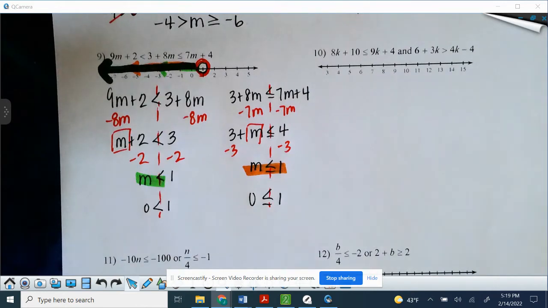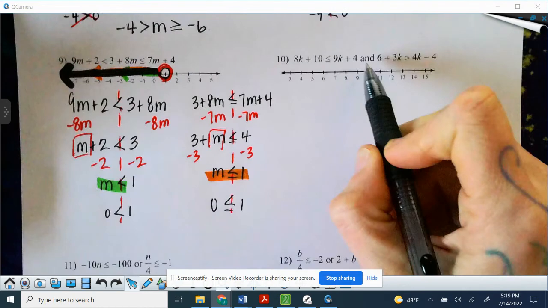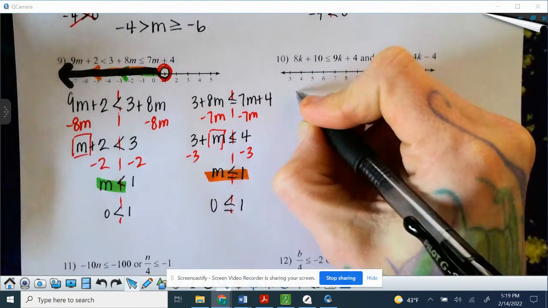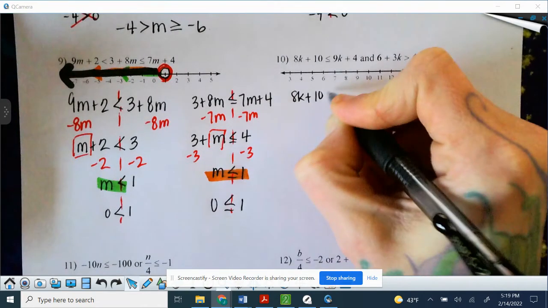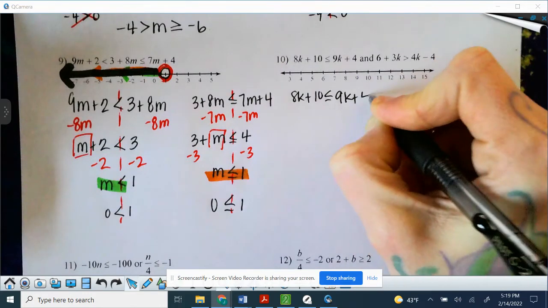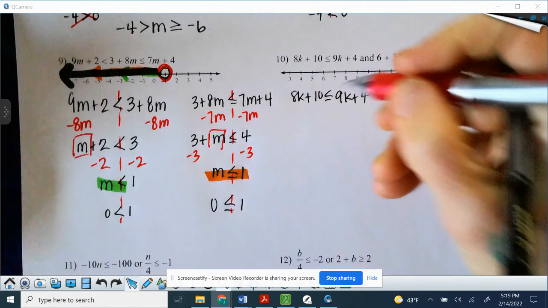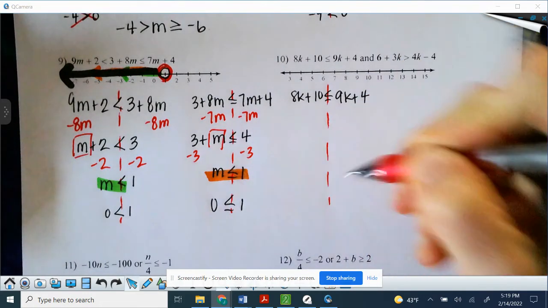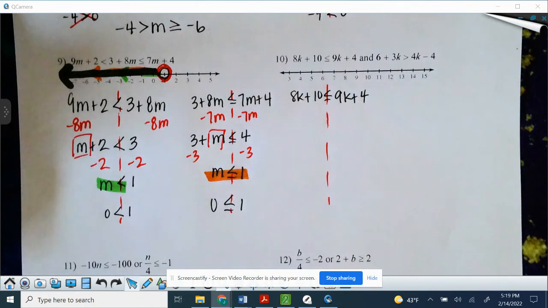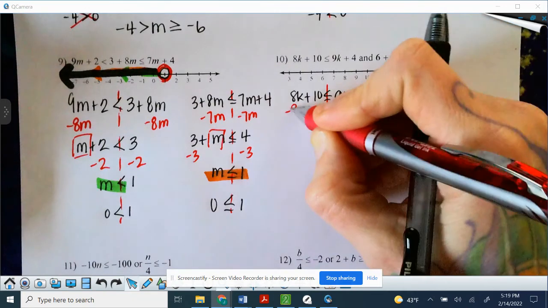All right, so number 10. This one is actually written separate already. So if you want to rewrite it so you have more space, you can get to solving. So this guy, we need to get our variables on one side. I challenge you to pause it and try. I'm going to work towards my positive, so I'm going to subtract 8k.